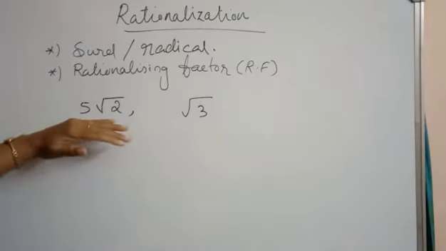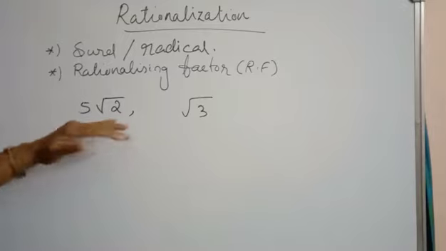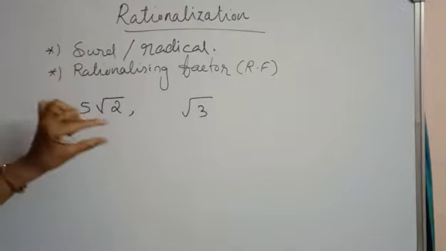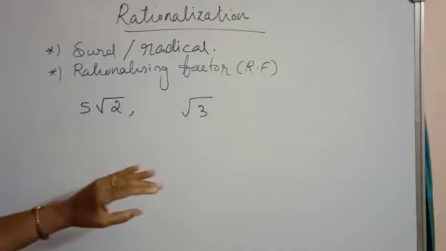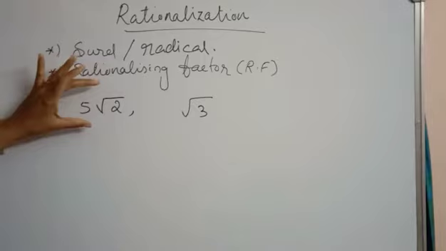Now, let's find the rationalizing factor of these two. What is a rationalizing factor or what is rationalization? When you multiply this particular term with another number, you must get the answer as a rational number. There should not be any root in the answer. The product should be a rational number.